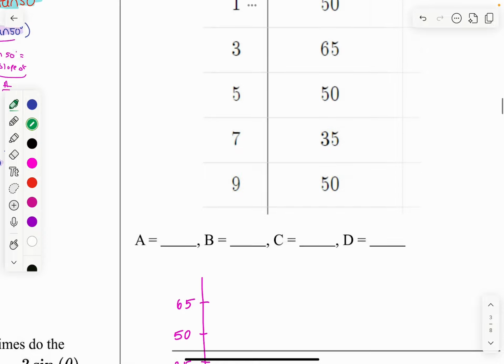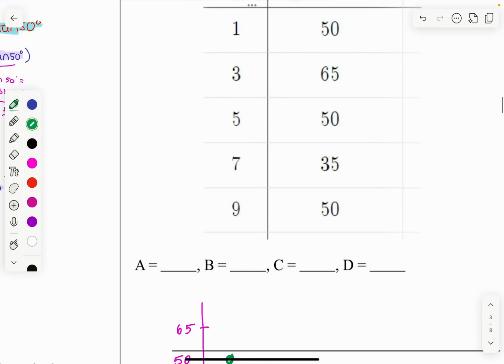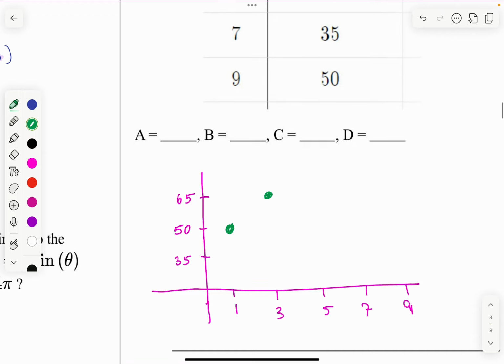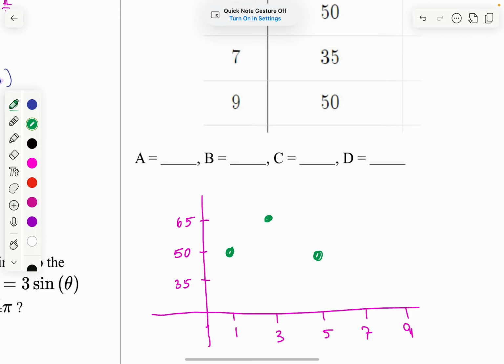So the first point is (1, 50), (3, 65), and then (5, 50). Oh, sorry, 50. And then (7, 35), and then (9, 50). So look, I got my sinusoid here, and that's a sine shape.